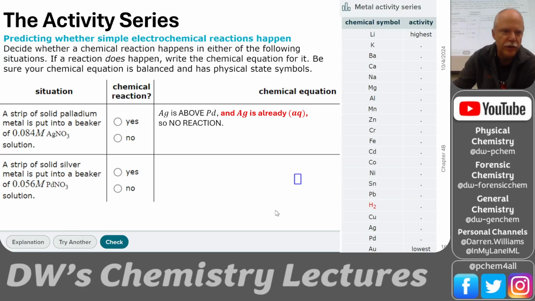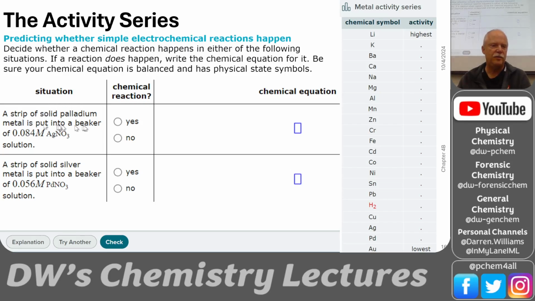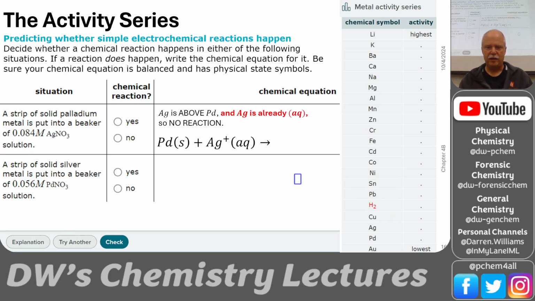So let's use this. We look at this, decide whether this reaction happens. We're looking at a strip of solid palladium metal put in a beaker of silver cations. It's silver nitrate, but we don't care about the nitrate. So it's the silver cations in solution and palladium metal. Silver's in solution. Is it above palladium? Yes. So down here at the bottom, silver is already in solution. So we're looking at this pairing right here, silver and palladium. Nothing happens. There's no chemical reaction.